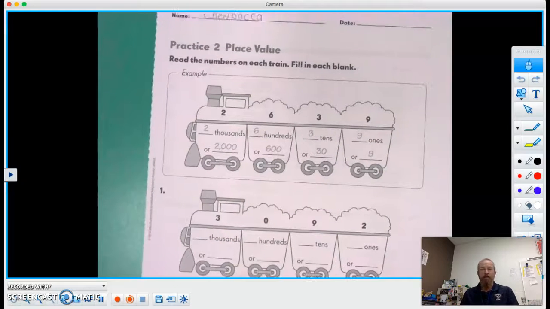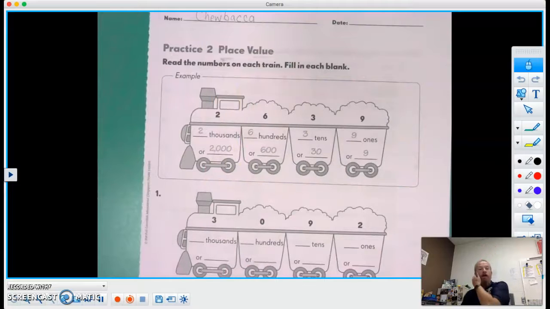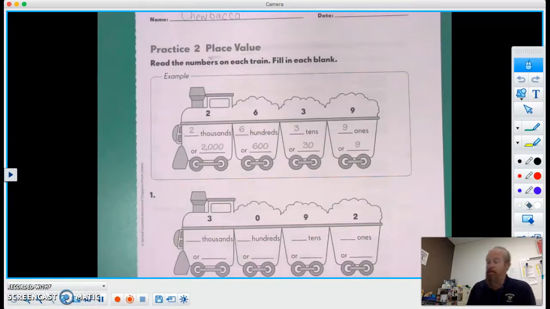We have practice 2 on place value today. It says read the numbers on each train, fill in each blank. So I love it. Another great example sitting right here for us. And you can see the numbers up here.